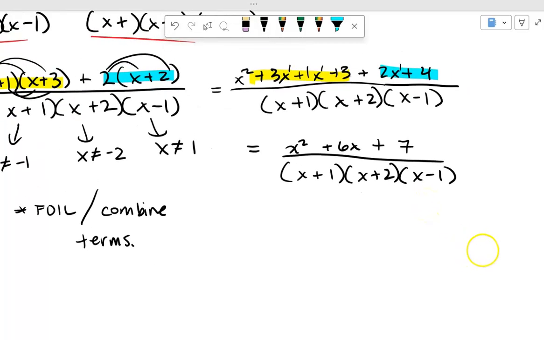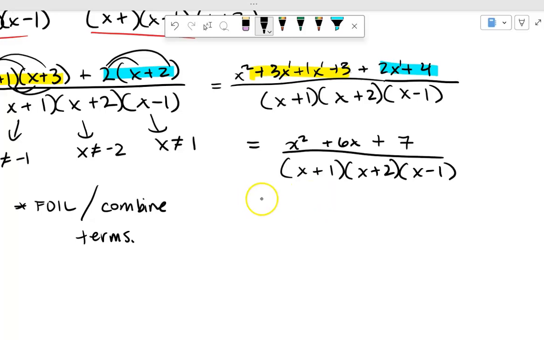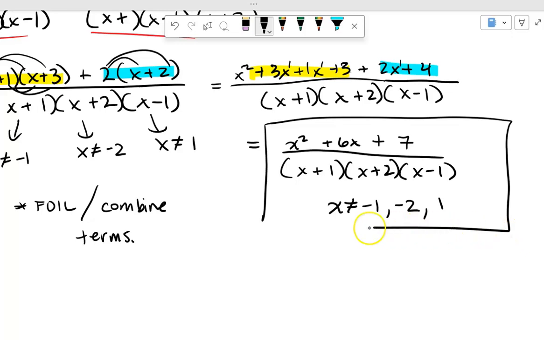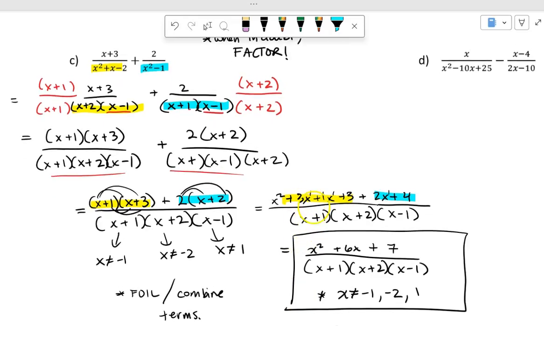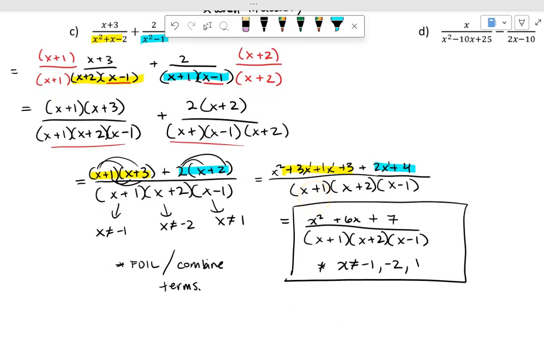Final answer? Well, that's it. Actually, that's almost it. You have to remember that x is not allowed to be negative 1, negative 2, or positive 1. It's annoying, but you have to put that in your final answer. The box goes around this part too, super important. Don't forget to exclude from your domain. And yeah, that's the most annoying problem of all the problems that you're going to do in all the lessons that we ever do.